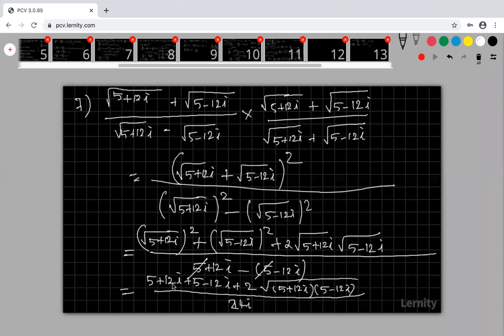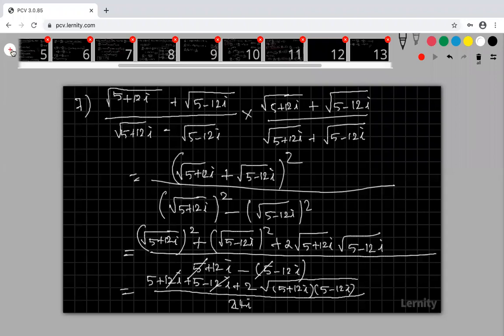Right. Now what is the numerator? Look at the numerator. This plus 12i minus 12i, I can cancel it. This 5 plus 5, 10. Here 12i plus 12i, that is 24i. And now here you can apply the a plus b, a minus b formula. What is my a plus b, a minus b formula? a square minus b square. What is your a? 5. 5 square minus 12i the whole square.